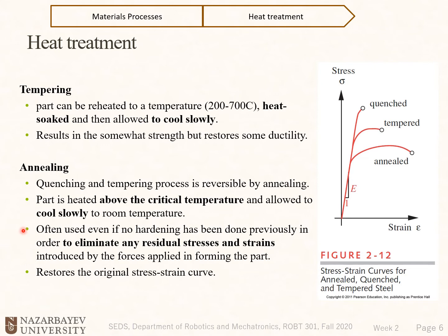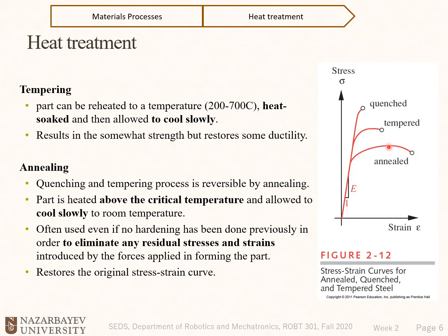Those residual stresses and strains could accumulate in the part, and we want to release those. We want to retrieve the stress strain curve of the material, bring it back to the original shape, and maybe apply a new heat treatment. And it restores the original stress strain curve. So that's why I call the original stress strain curve of the material the annealed one.